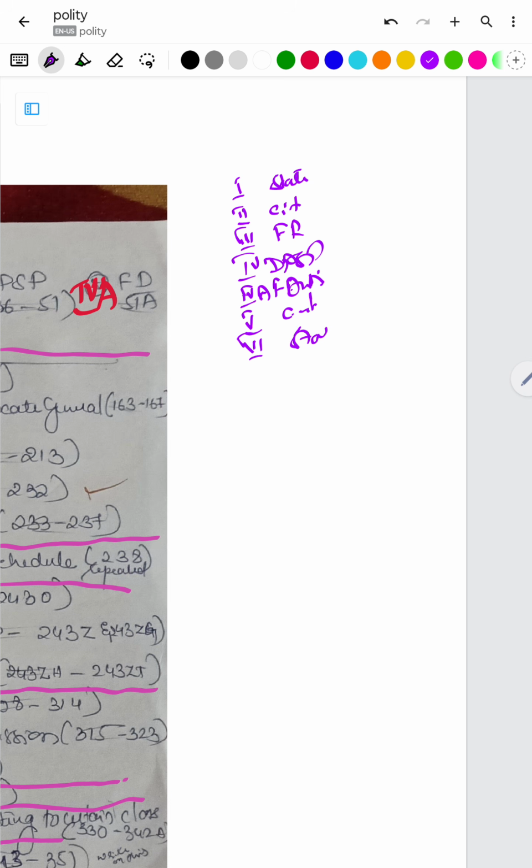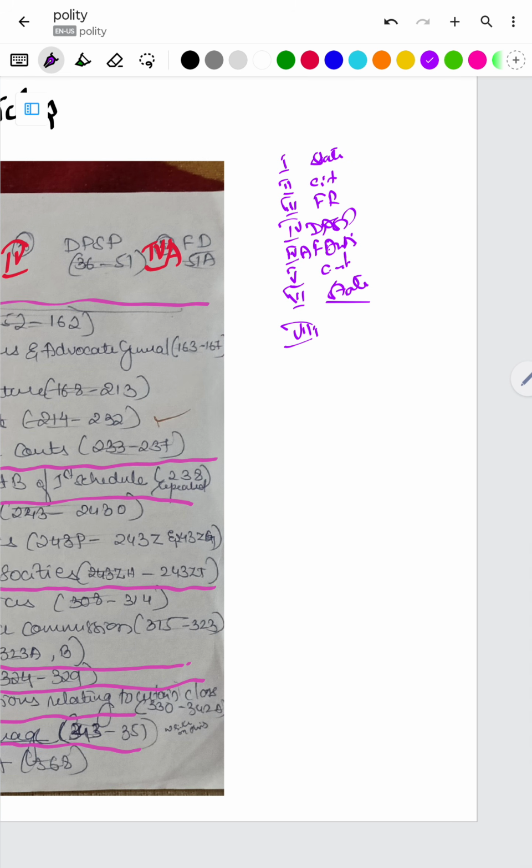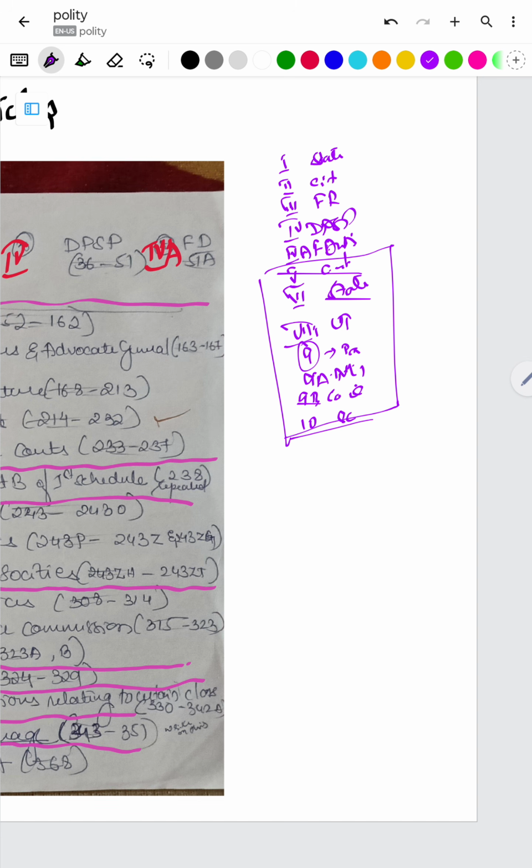Sixth state. Seventh we leave a gap. Eighth we go with the eighth. Ninth are like UT. Then ninth we go with panchayats. 9A, 9B is municipalities, cooperative societies. Municipalities, cooperative societies. And 10th one we complete this session by scheduled areas. This complete thing is done. 5th to this one.